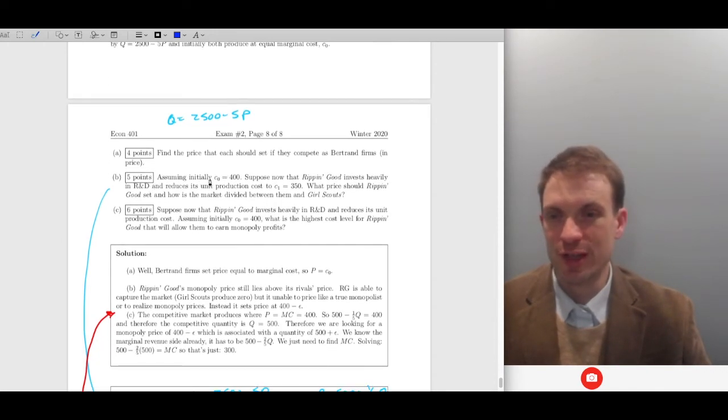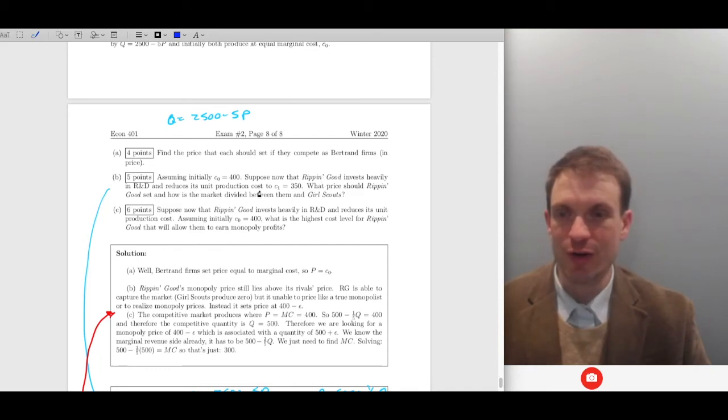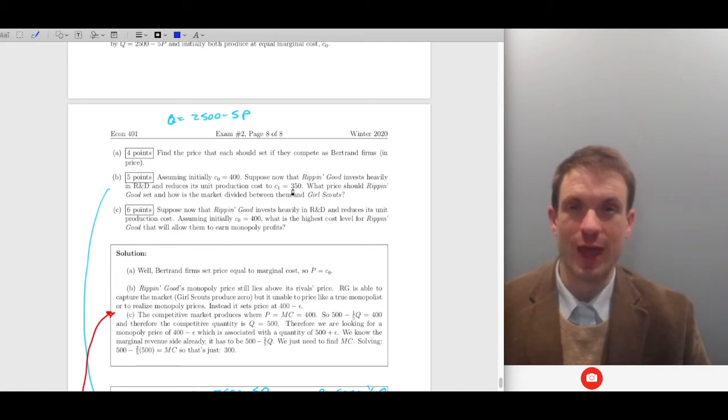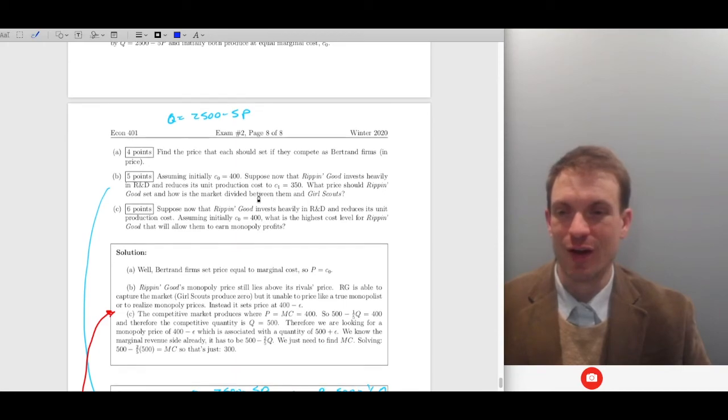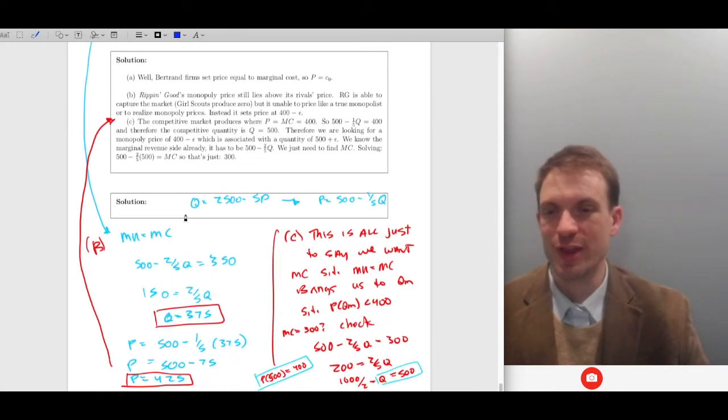Assume initially the marginal cost is 400. Now Ripon Good invests heavily in R&D, which reduces unit production cost from 400 down to 350. So they can capture the market because they're the low-cost producer. What price should they set? All right. Well, to be able to solve this, what we want to do is find the monopoly solution. The monopoly wants to produce where marginal revenue is equal to marginal cost.